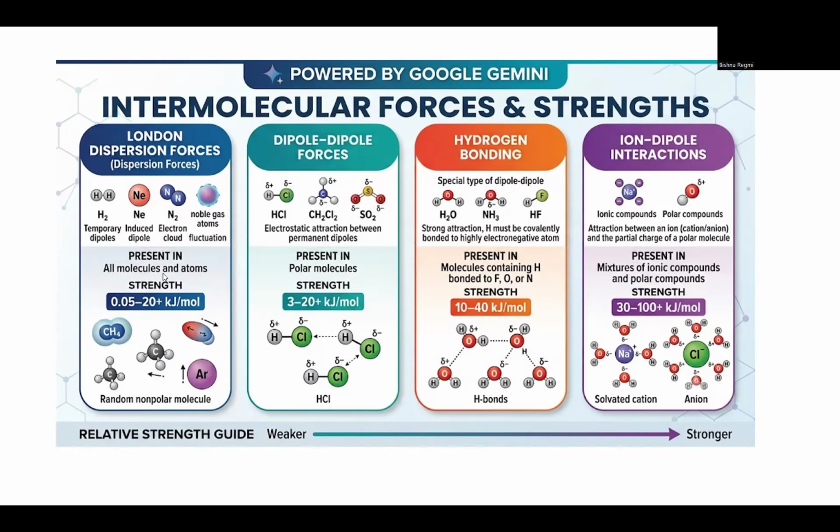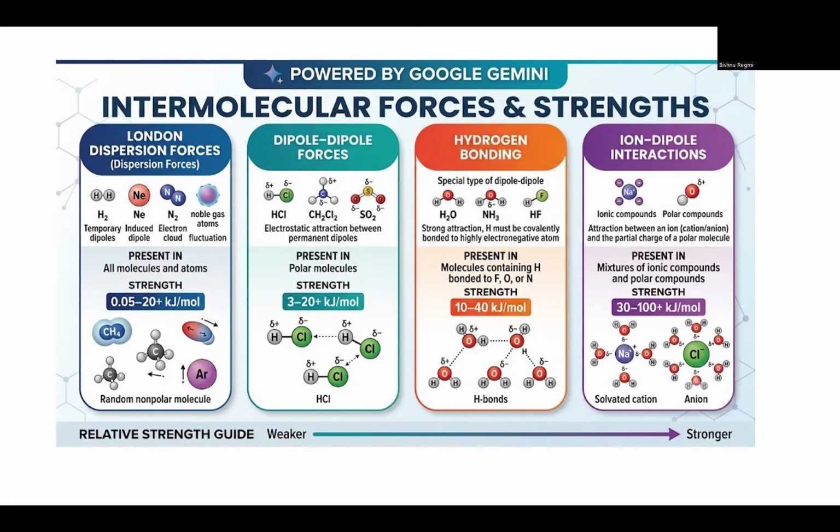London dispersion forces are present in all molecules and atoms. Dipole-dipole forces are present in polar molecules. Hydrogen bonding is present in molecules containing a hydrogen atom that is bonded to F, O, or N, that means fluorine, oxygen, or nitrogen. And finally, ion-dipole interactions are present in a mixture of ionic compounds and polar compounds.